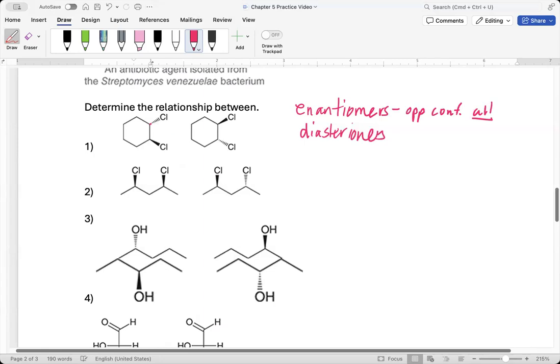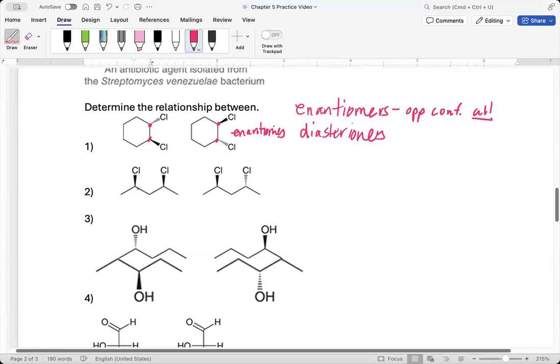So I look and I go, okay, this chlorine is dashed, now it's wedged. This chlorine is wedged, now it's dashed. So these are the opposite configurations at every chiral center. That means these are enantiomers. If I went and assigned R or S to these, let's say I'm not going to do that right now for sake of time, but if both of these on the left were R, then both of these on the right would be S. Okay, these are enantiomers.